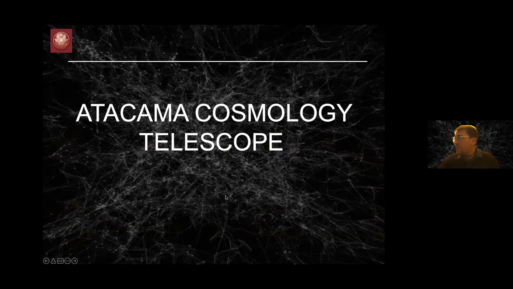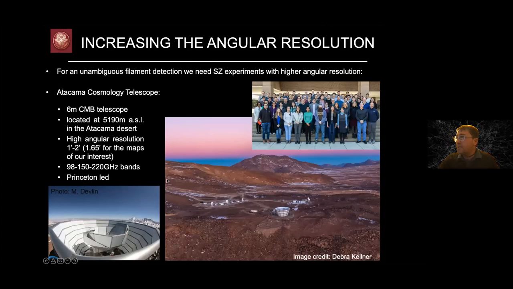So the Atacama Cosmology Telescope, many of you already know it, is a 6 meter CMB telescope deployed in the Atacama Desert at 5,200 meters above sea level. It's very high. With its 6 meter telescope it can achieve 1 to 2 arc minute angular resolution. For the map we have been considering, it's 1.65 arc minutes. It observes at 98, 150, 220 gigahertz bands, and now we also have two additional channels at 30 and 40 gigahertz.